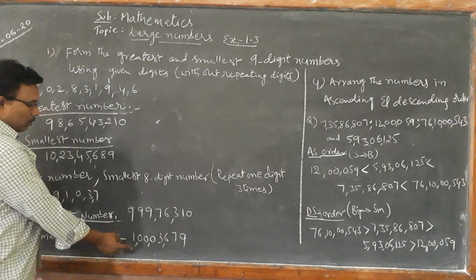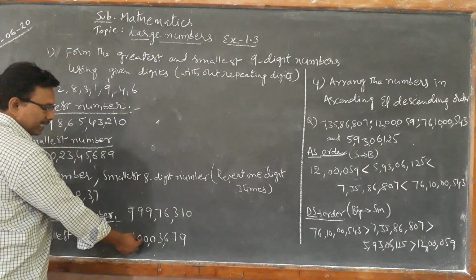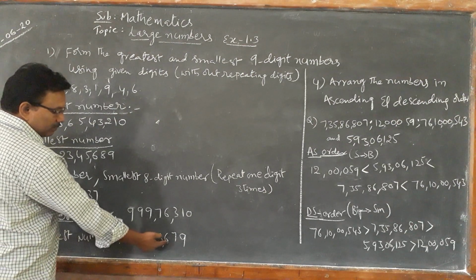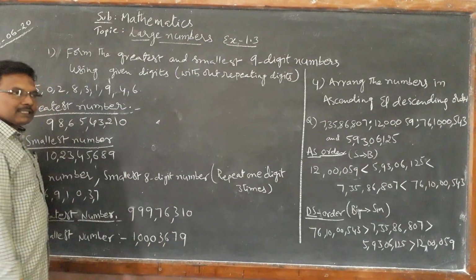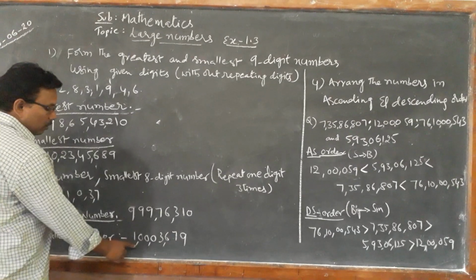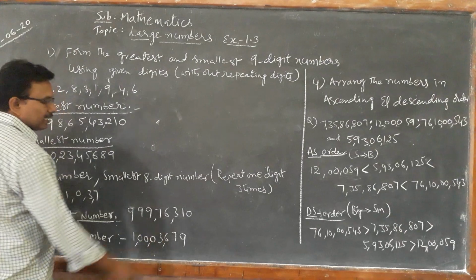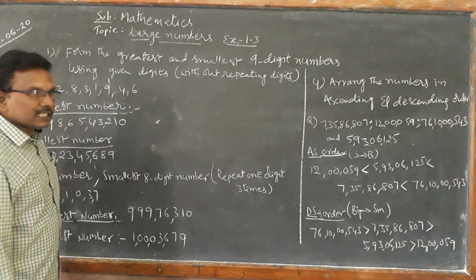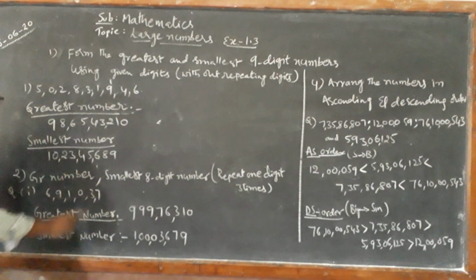Now you will get 1 crore, no lakhs, only 3,679. 1 crore 3,679 is the smallest possible number using these digits.